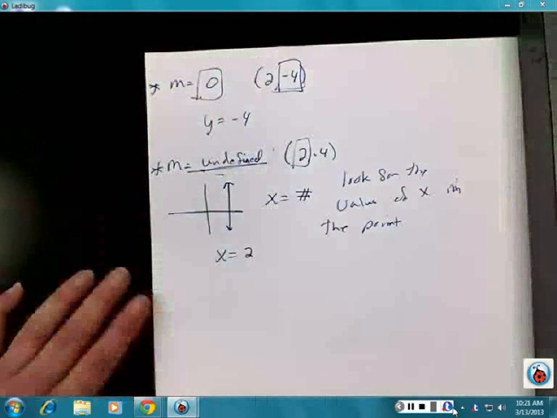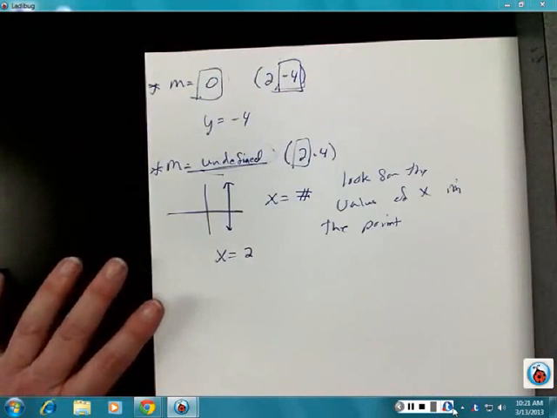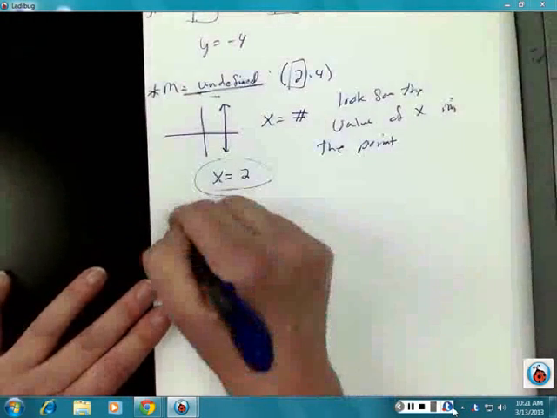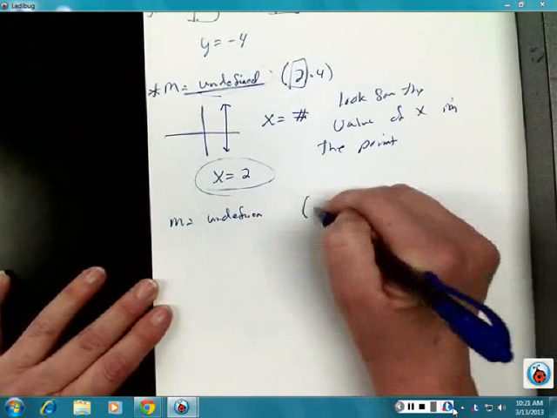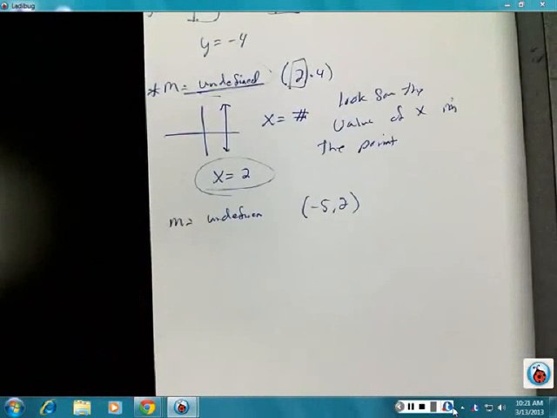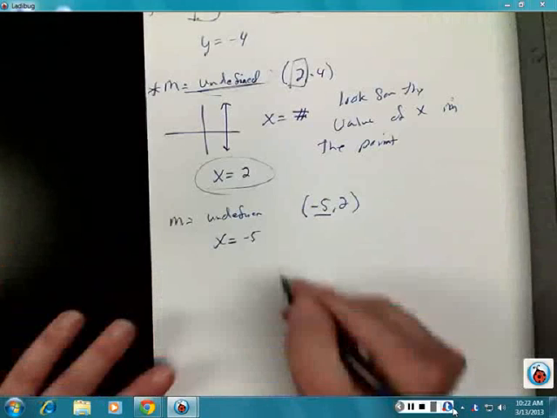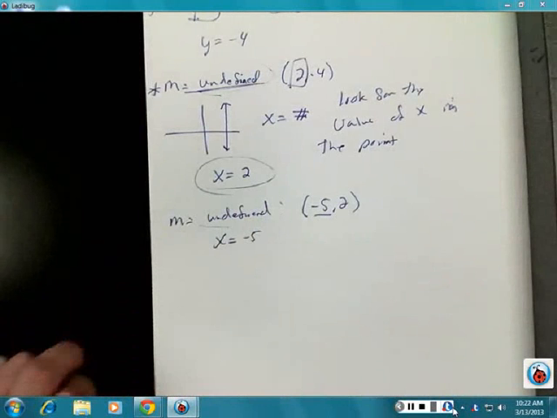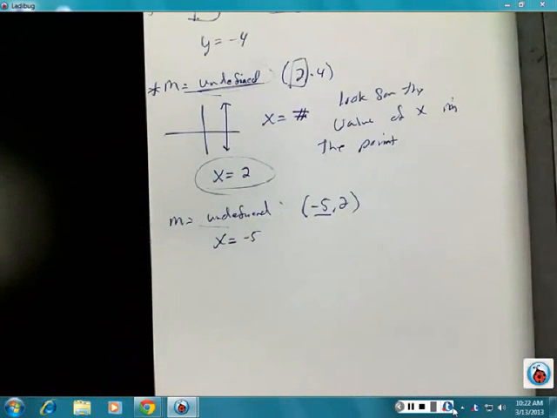So if you pay attention to slopes, you can get some common equations in here without doing a whole lot of math connected to them. If it says undefined, that's an x equals. So what about this one? If m is undefined, and they give you the point of negative 5 comma 2, what will be my equation of that line? Yep, x equals negative 5. I don't have to do any work with this one because that slope was undefined. Okay? So we know if it's undefined, then we know we're dealing with x. If we know that it's 0, we're dealing with the y.